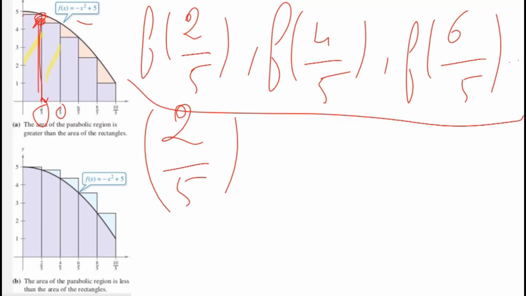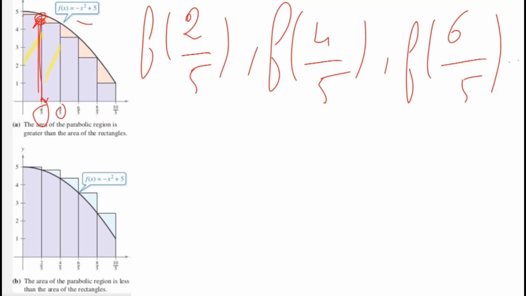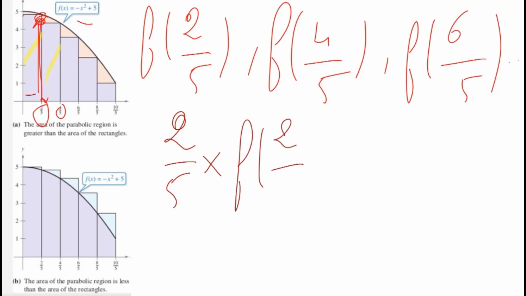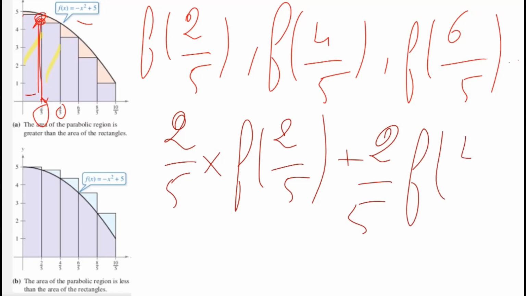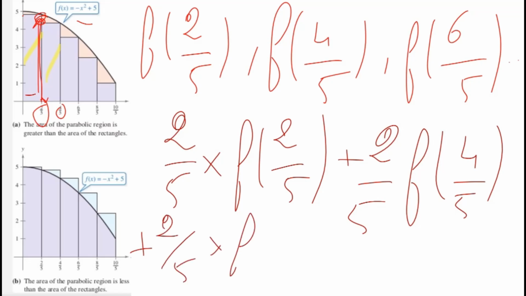So now that we found the width and the height, we can go on and find the area of one of those rectangles. Let's start with this rectangle here. The area of this rectangle will just be 2 over 5 times f of 2 over 5. The area of the second rectangle will be 2 over 5 again, because they have the same width, times f of 4 over 5. Then we can add the third rectangle, which is also 2 over 5 times f of 6 over 5, and then we can keep going.